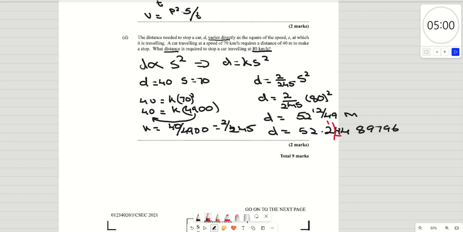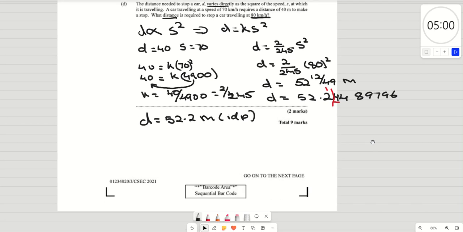You're going to approximate to one decimal place, so it's one digit after your decimal, right? You look at the digit after the line that I drew. After one decimal place, that digit is 4, so that means you don't have to add a 1. You're approximating. So D is equal to 52.2 meters to one decimal place. And that is how you would answer this question. And that is the end of January 2021.